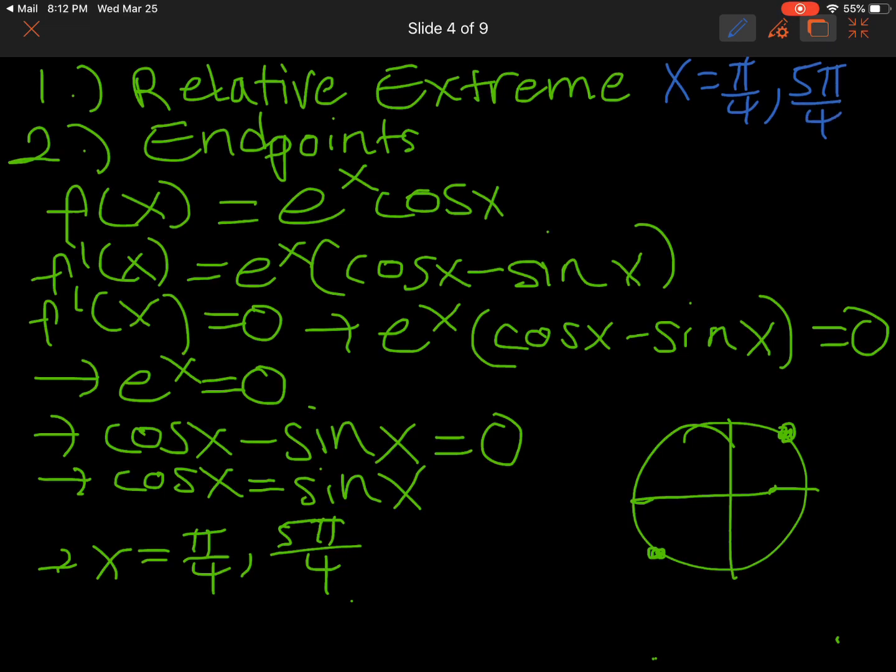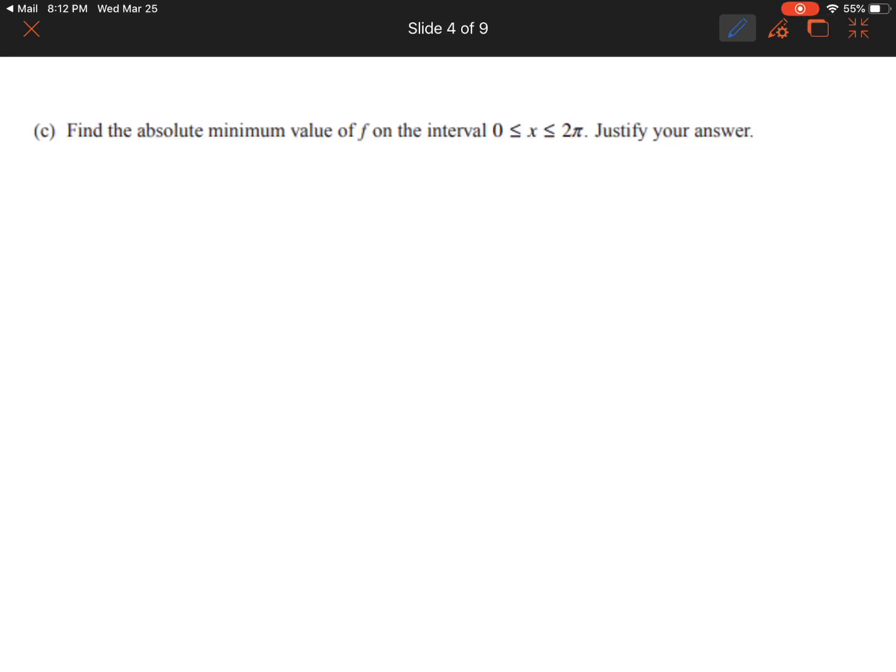Nice. So now we also have to consider the endpoints. That's going to give us x is equal to 0 and x is equal to 2 pi. All right, so what do we do with these values? Well, as you remember, we're trying to find the absolute minimum value of f. Now that we're considering those endpoints, we have to find their value of f of x, and that will tell us some things.